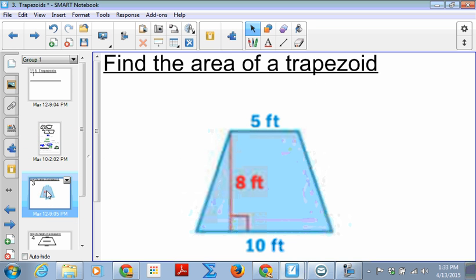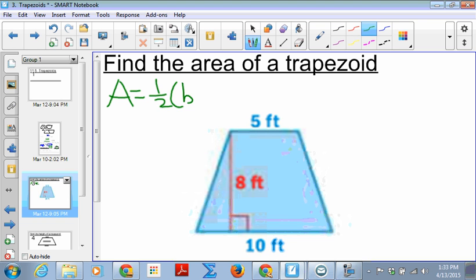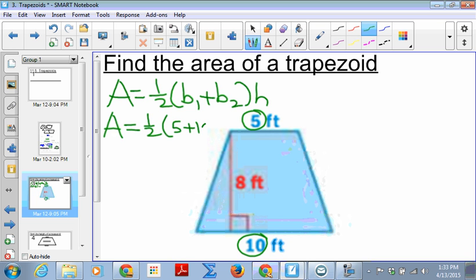Let's apply that formula. So we're going to find the area of our trapezoid and do it any way you'd like, either of the two ways I showed. I like this formula only because it's pretty easy to cut numbers in half mentally. So our bases, we've got 5 for one and 10 for the other. Those are our parallel sides. So we take half of 5 plus 10, and we do it times the height, which is 8. So that becomes 1/2 times 15 times 8.